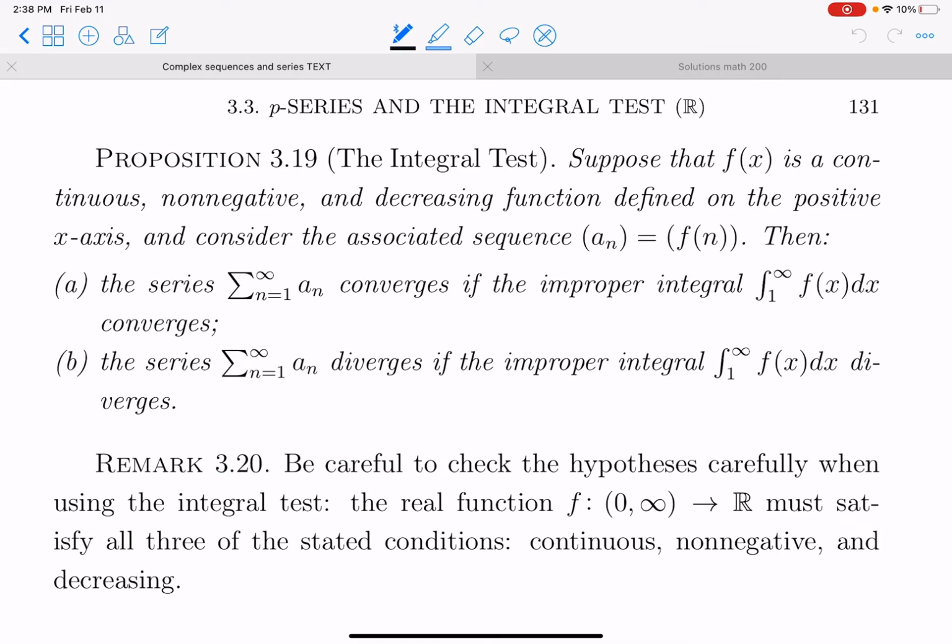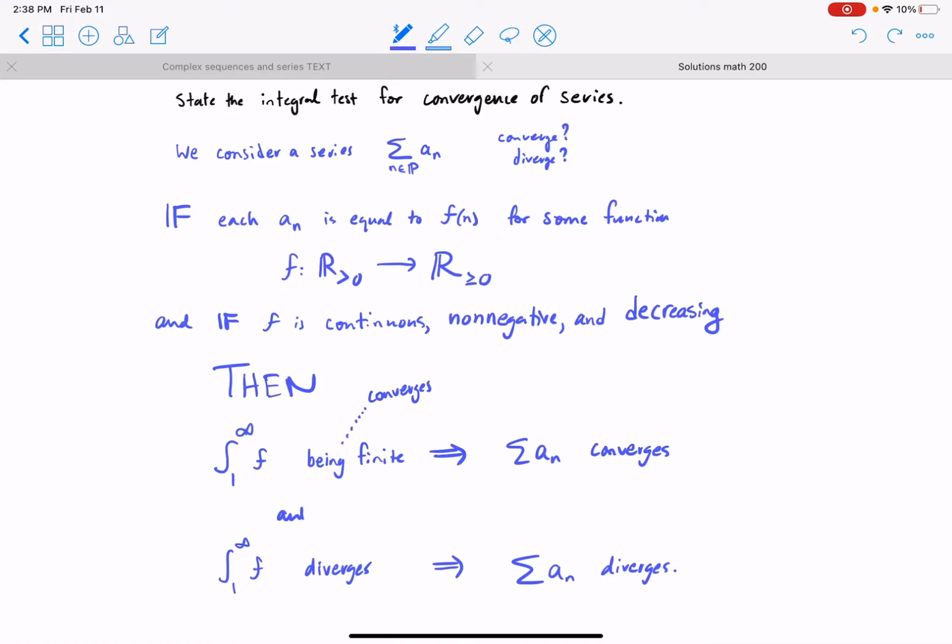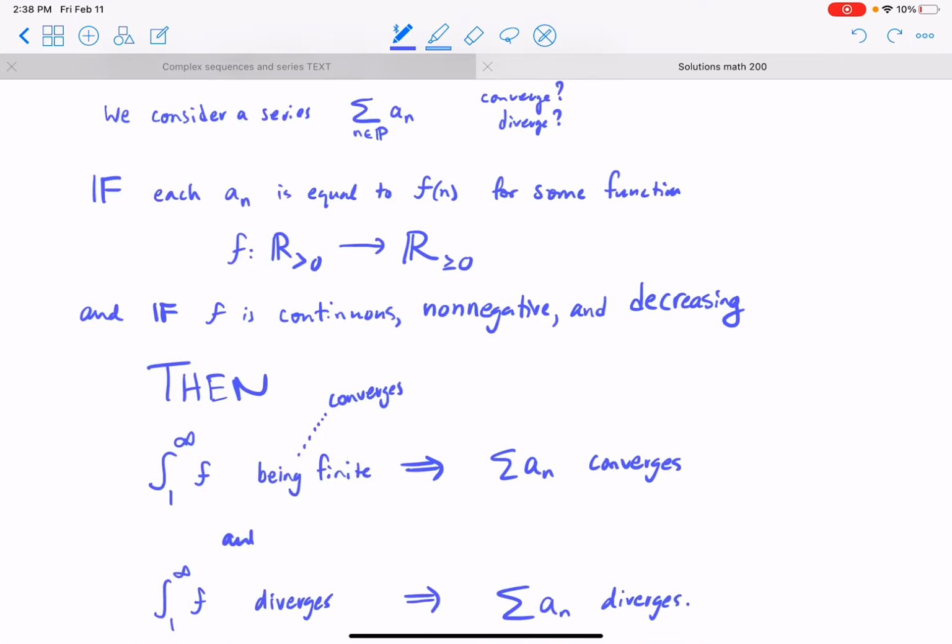Let's look in the book. The series converges if the improper integral converges. In other words, that's what I said, okay? The series diverges if the improper integral diverges. Okay. Good. This is the same. I just quizzed myself, and I think I got it right. One thing I will say, do you know what these words mean?